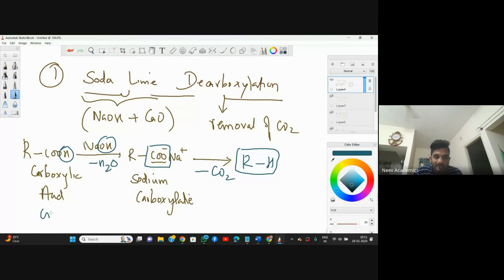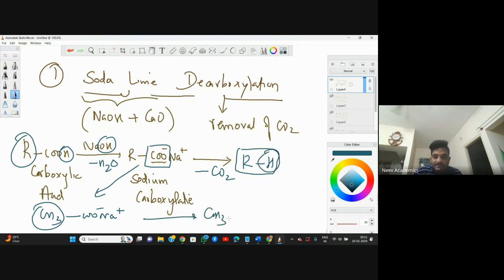So if I'm starting with CH3COONa, what I can do over here is, from RCOONa, CH3 is the R part and hydrogen over here. So the final product will be CH3H, or else you can write CH4. So we have started with RCOONa and finally we are getting R. This part we learned in the alkane part.